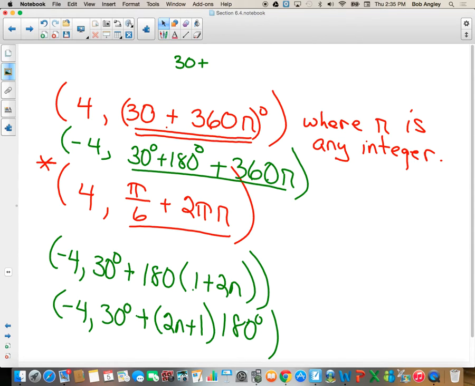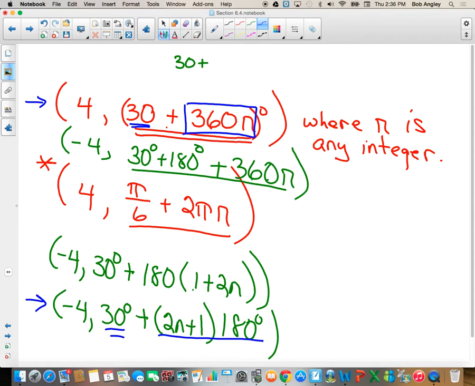Now I want you to compare this last green one with this red one for a minute. When these two numbers are opposites, you still get the same angle that you write out here. So you still get the 30, but when you do it this way, you get this expression as the thing you have to add to it, but up here, you get this expression. And we still need that part about where n is any integer.